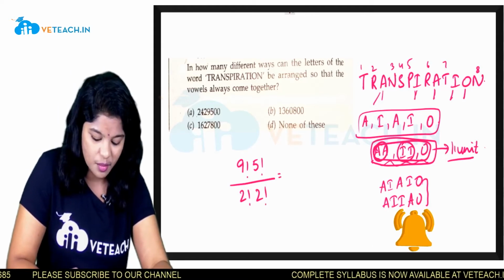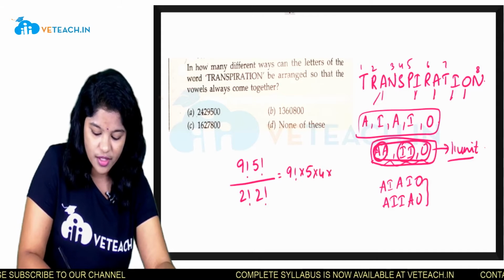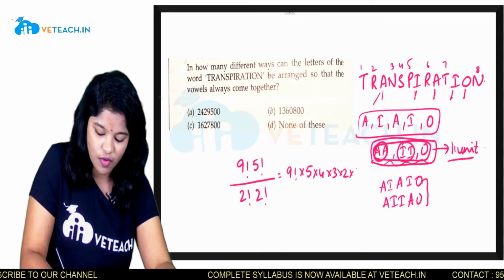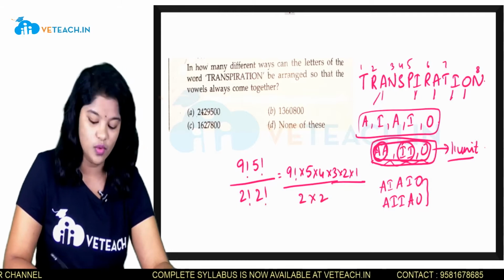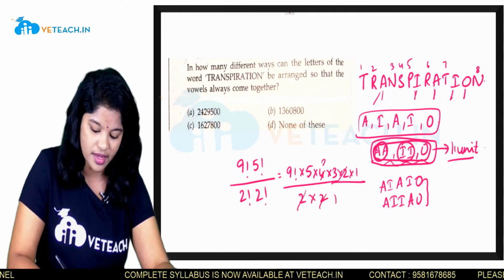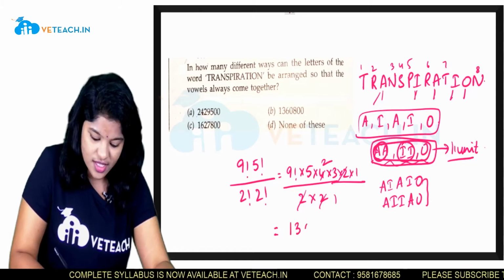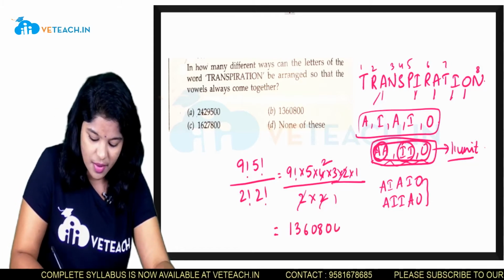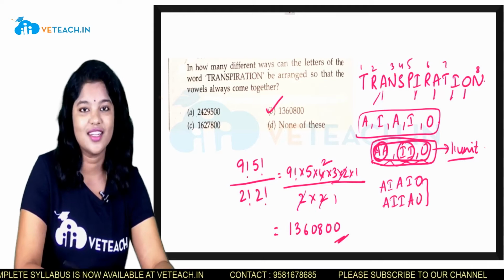So, this is nothing but 9 factorial into 5 into 4 into 3 into 2 into 1 divided by 2 factorial into 2 factorial, and 2 factorial is nothing but 2. So, the 2s get cancelled. So, this will be equals to 1360800. So, option B will be our correct answer.